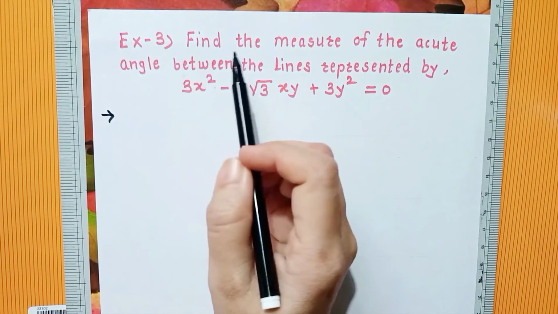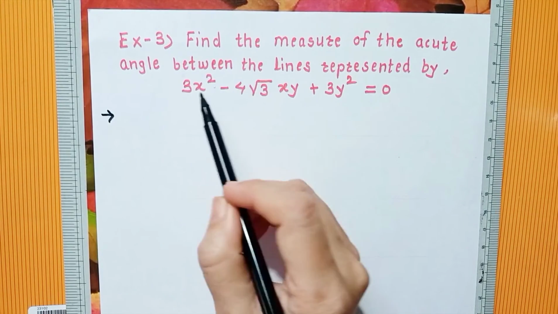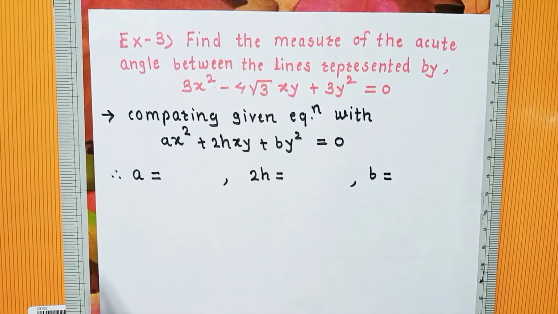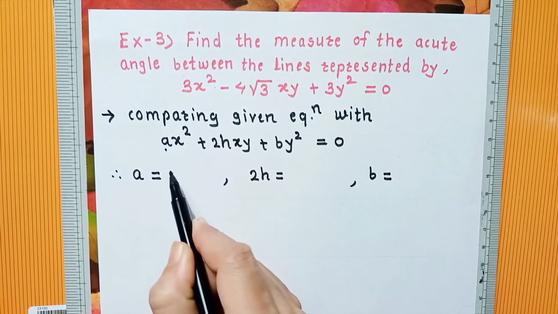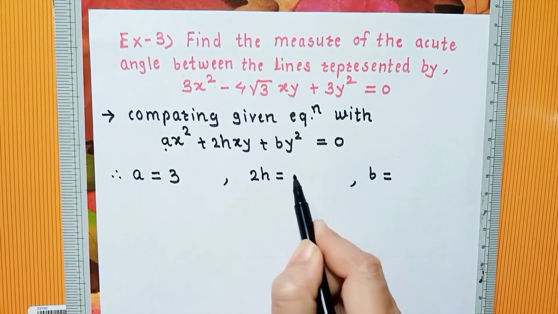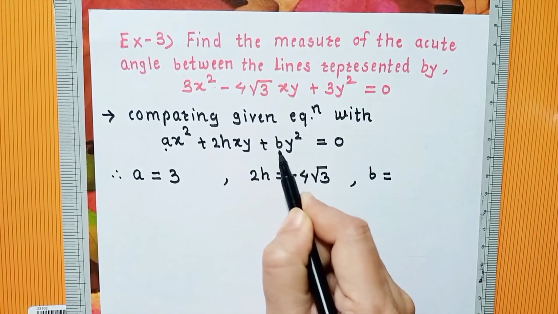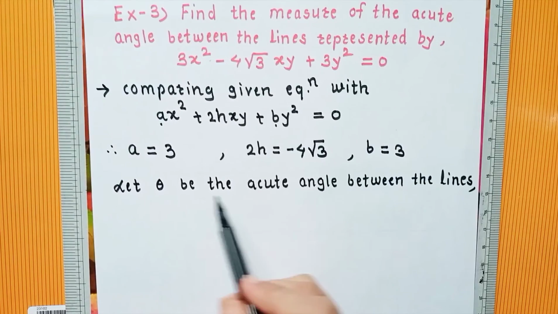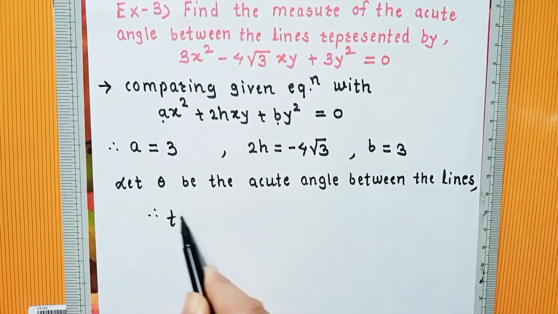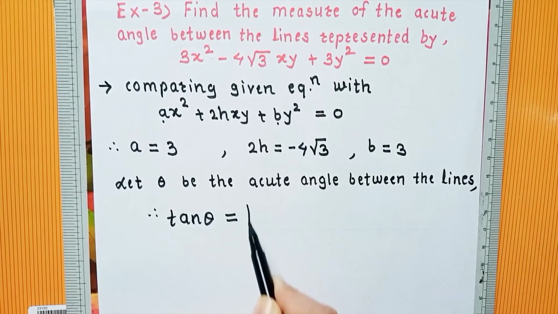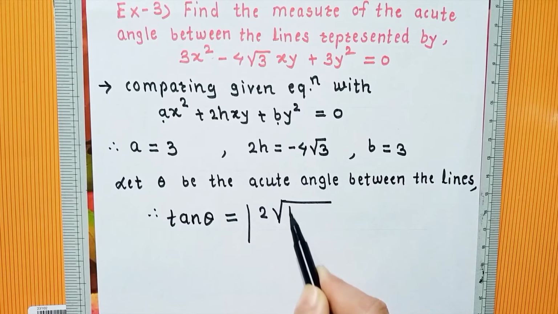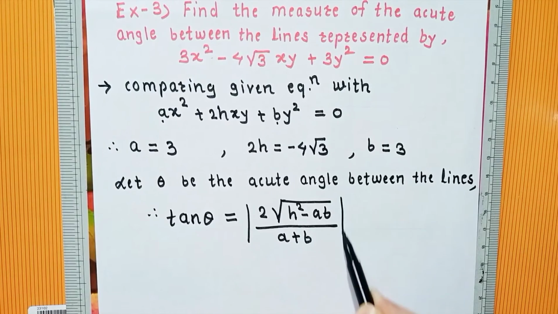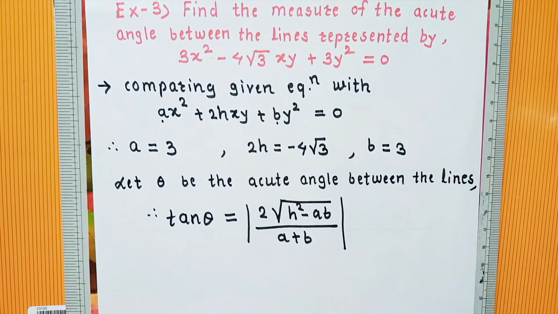Let's solve this third example. Find the measure of the acute angle between these lines. So first compare this equation with, therefore this a is equal to 3, then twice h equal to minus 4 root 3, and this b is equal to 3. So if theta be the acute angle, then tan of theta equal to mod of 2 under root h square minus ab upon a plus b. We know this formula. Just substitute these values here.